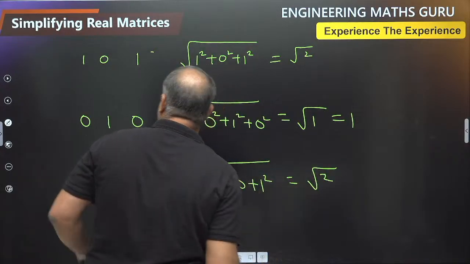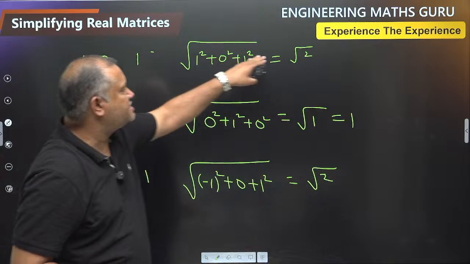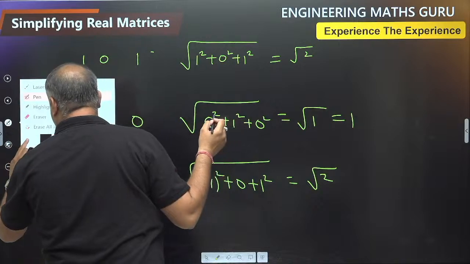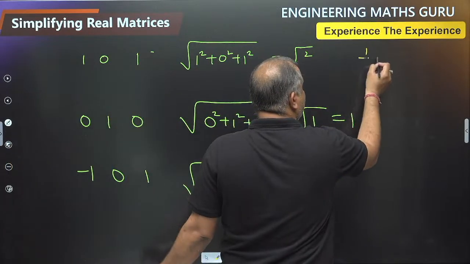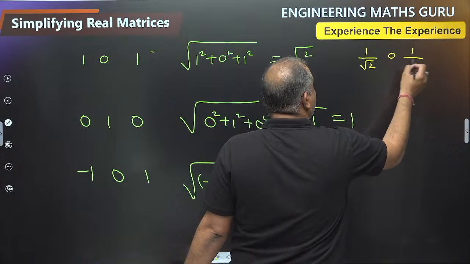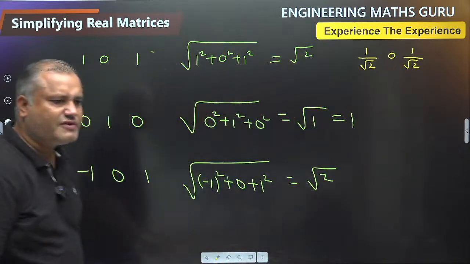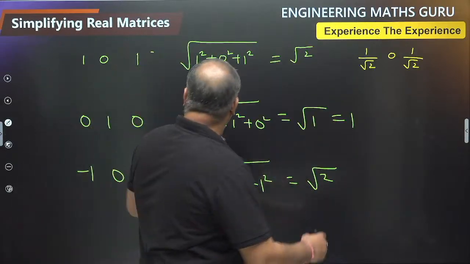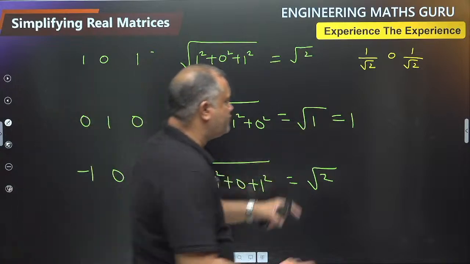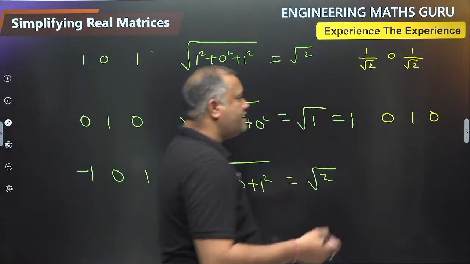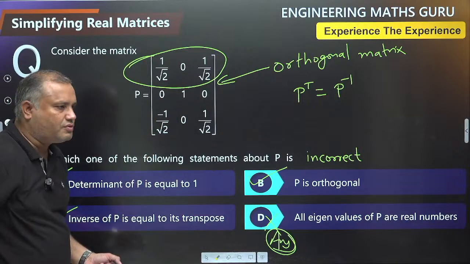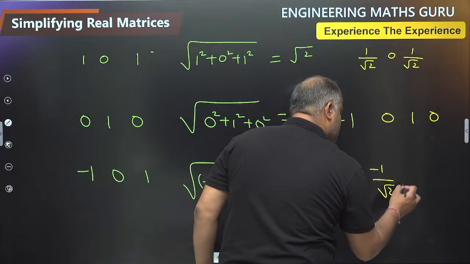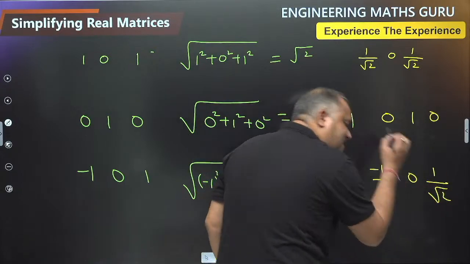Now students, if I divide this numerator by this norm, what will I get? 1 by √2, 0 by √2 and 1 by √2. Is it the first row? Say yes or no. 1 by √2, 0, 1 by √2. Yes. So if I divide these numerators by 1, what will I get? I will get the second row. Am I getting the second row? Yes, 0 1 0 is the second row. -1 0 1 divided by √2. Is it the third row?